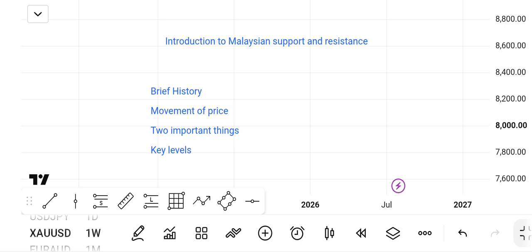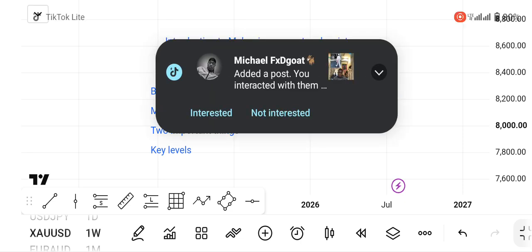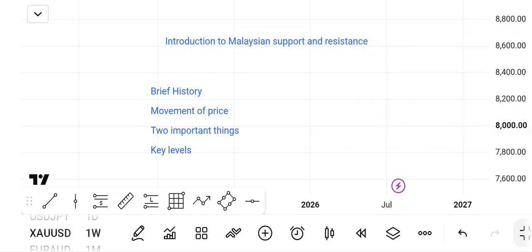So the two important things you need to know in Malaysian SNR is that number one, closing price is the most important thing. I'll show you what it is. Closing price is the most important thing. And the second thing is breakout. There must be a breakout. If there's no breakout, just run.